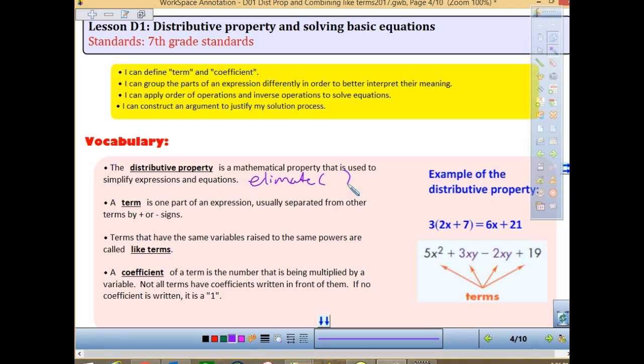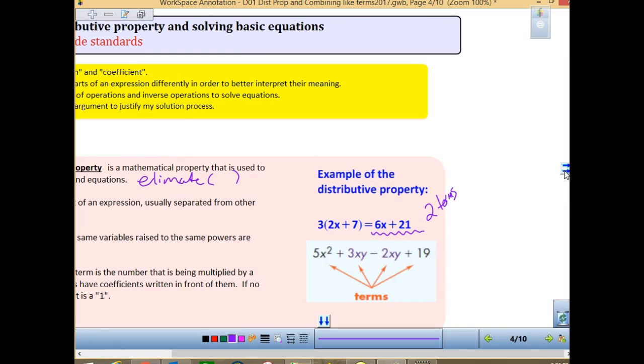A term is part of an expression usually separated by addition or subtraction signs. So if I'm looking at how many terms in this expression right here that I'm underlining, 6x plus 21, how many terms? Separated by the addition sign, we have 2 terms, right? Please write that right behind. 2 terms. Okay? So we have 2 terms there.